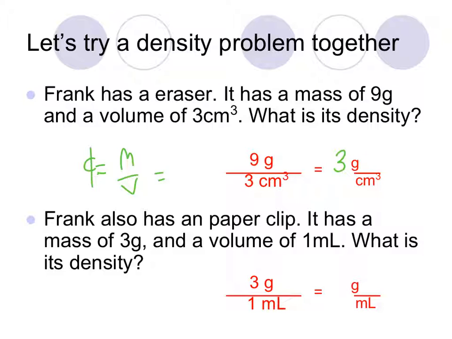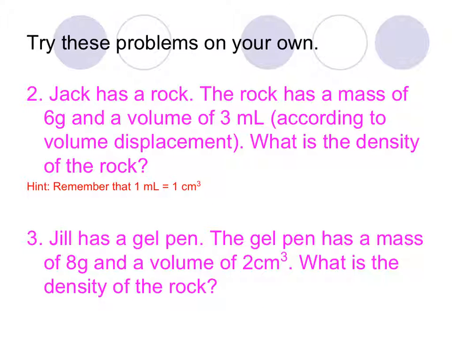He also has a paper clip, and it has a mass of 3 grams and a volume of 1 milliliter. What is its density? And we're using milliliter here because a paper clip is an irregularly shaped object, so we would have to find its water displacement. So when you drop in the paper clip, it displaces a milliliter of water. So this one is also 3 grams over milliliter. So remember, don't forget your units and to pay attention to whether you're using centimeters cubed or milliliters for the volume.